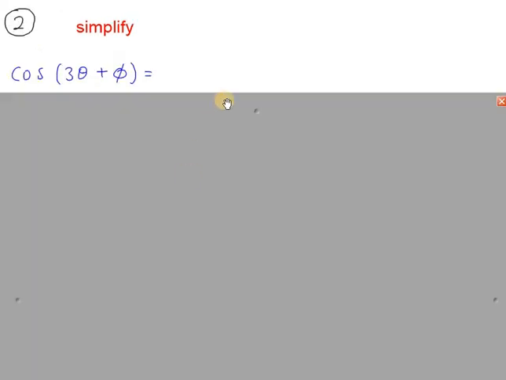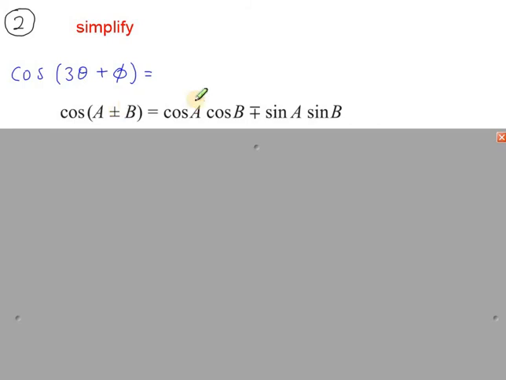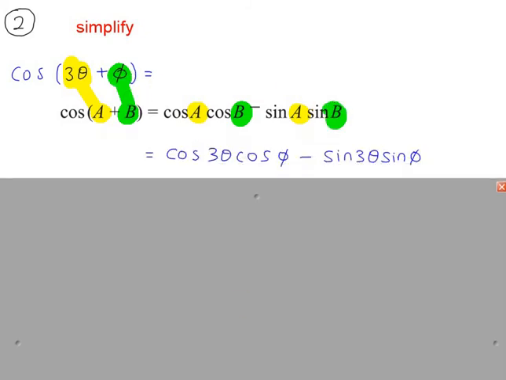Okay, example 2, we have a plus, so that plus goes with that minus, and angle A is 3 theta, and angle B will be phi, so we have this.